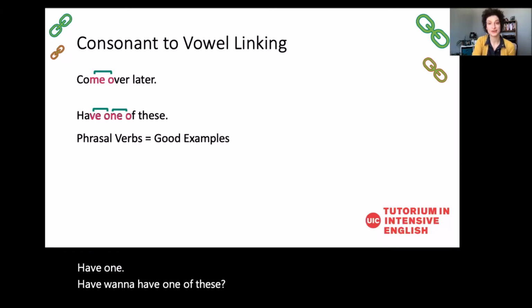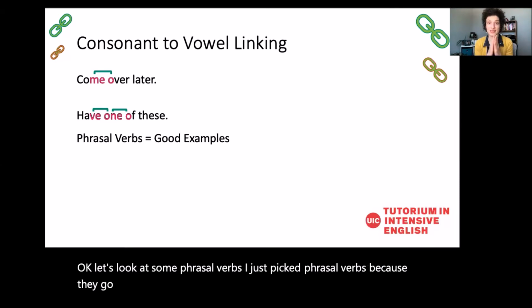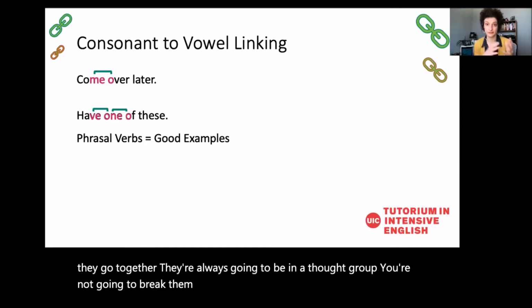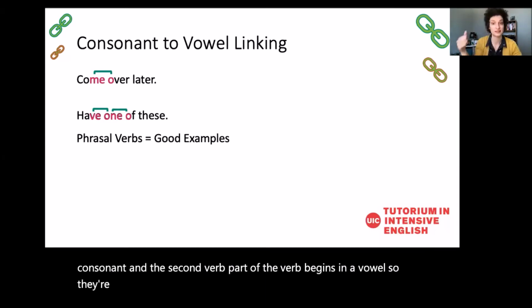Okay, let's look at some phrasal verbs. I just picked phrasal verbs because they go together. They're always going to be in a thought group. You're not going to break them up. A lot of phrasal verbs, the first verb ends in a consonant and the second part of the verb begins in a vowel. So they're great examples for consonant vowel links.